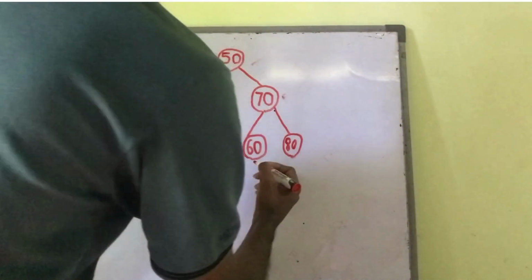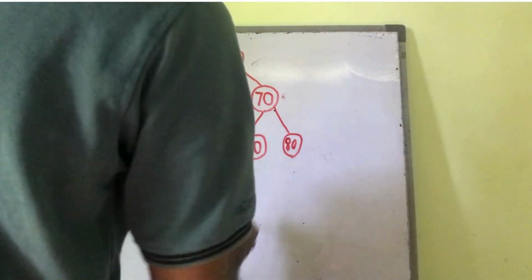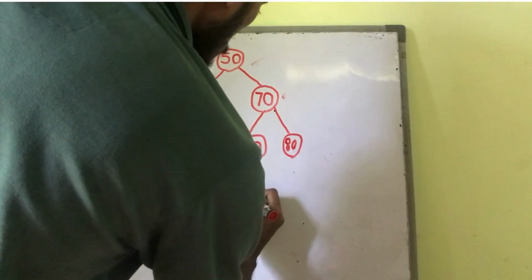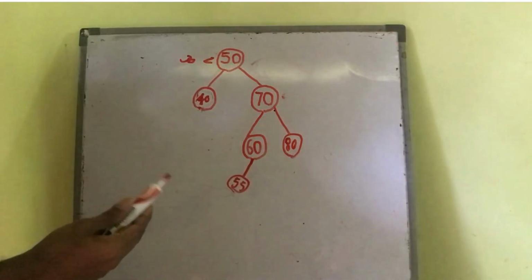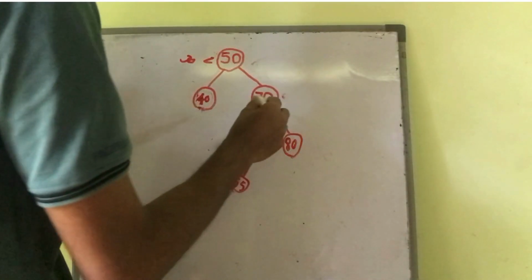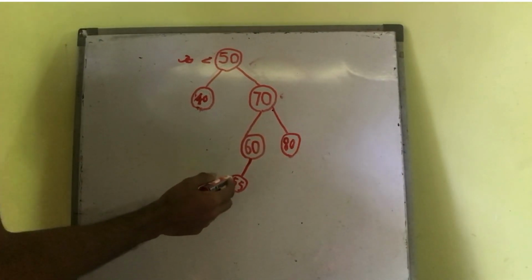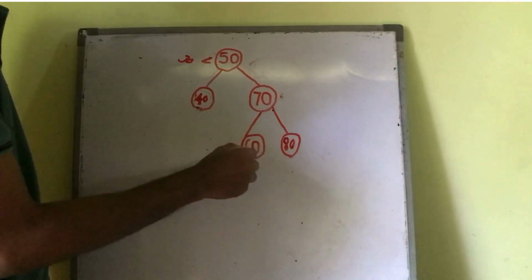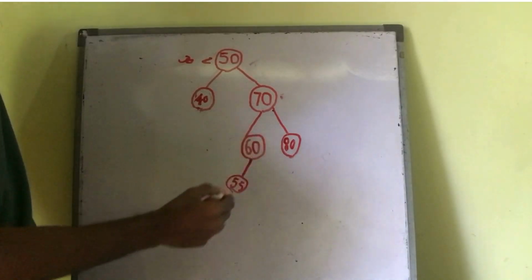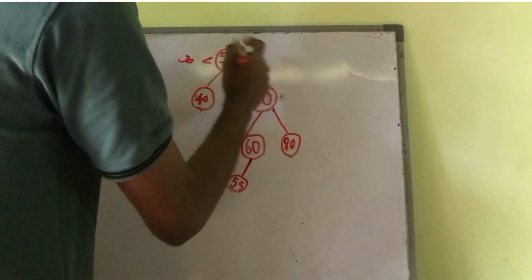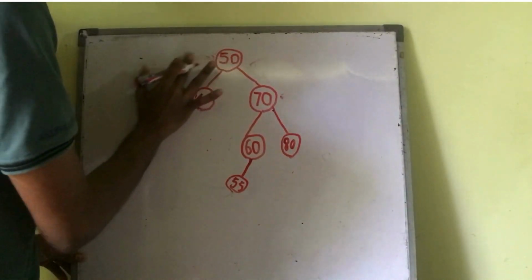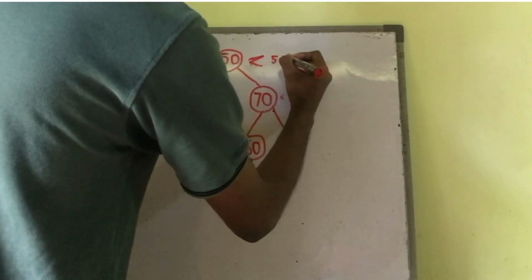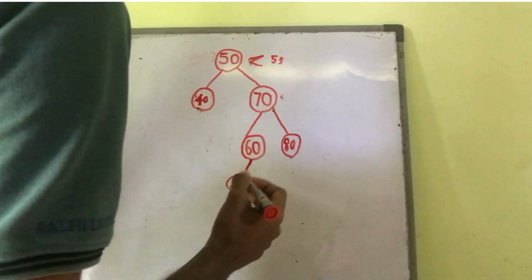So let's take another example. Here, 55. So we need to find the 50. I choose the 50 element at this 60 node. So I need to remove the 60 element. So we need to find the element 55.